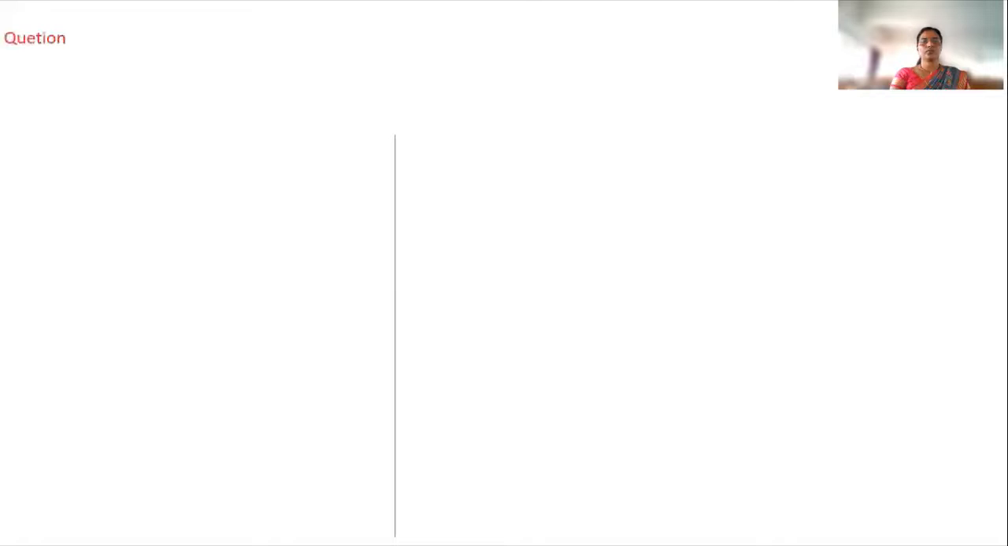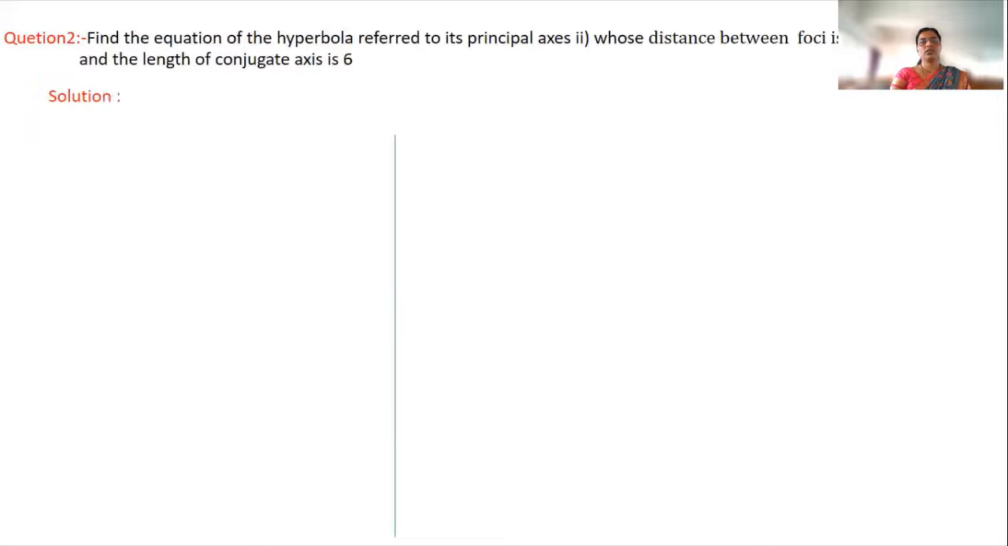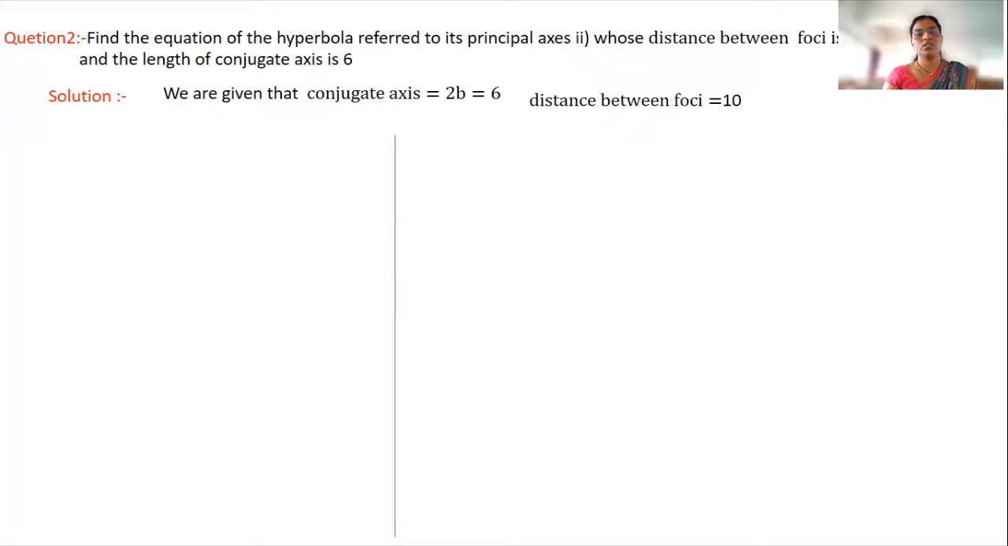Now, next question is find the equation of the hyperbola whose distance between foci is 10 and the length of conjugate axis is 6. We have given conjugate axis 2b is 6 and distance between foci is 10. That is 2ae is 10. Therefore, 2b is equal to 6, that is b is equal to 3, we got.